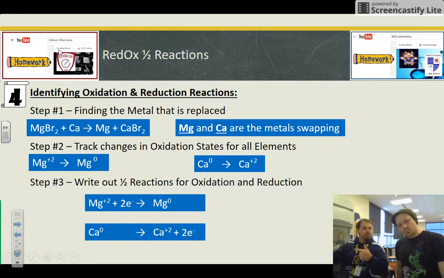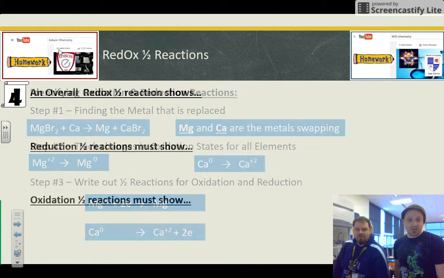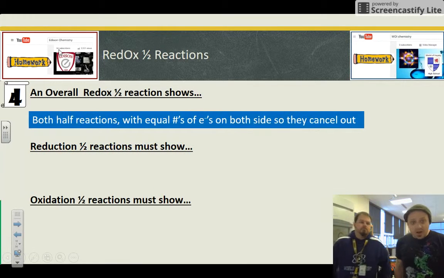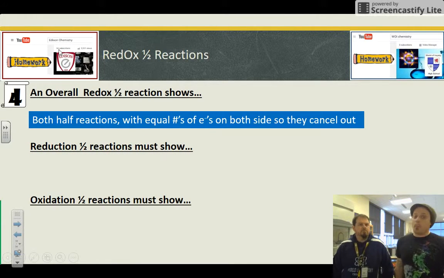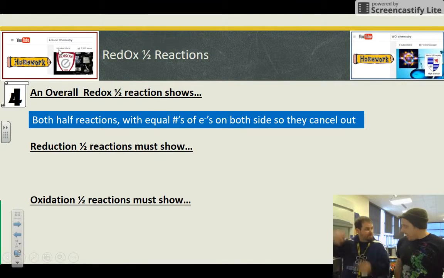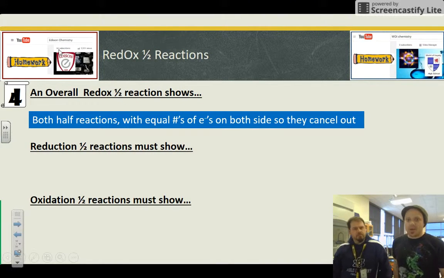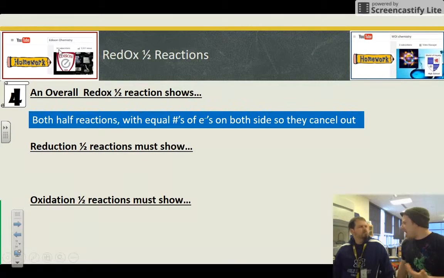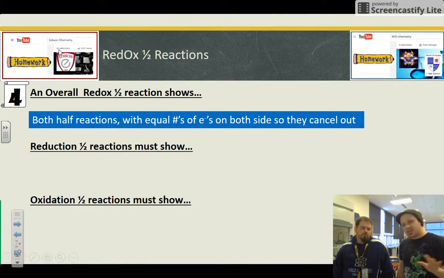And notice, if you write these things properly, the same amount of electrons are on one side as on the other in the overall reaction. Overall reactions that are half reactions show both halves. They actually combine the 2, like that picture from vocab. Remember, it showed the 2 and then it added them all up. They do look a little messy because there's ion charges and all that stuff, but they really are not.